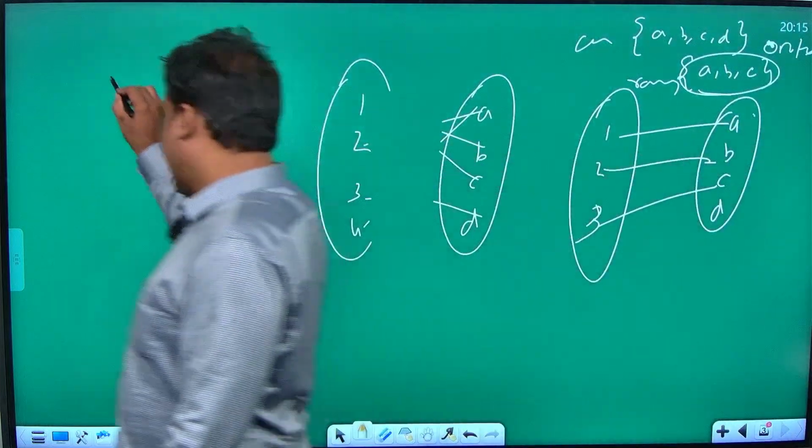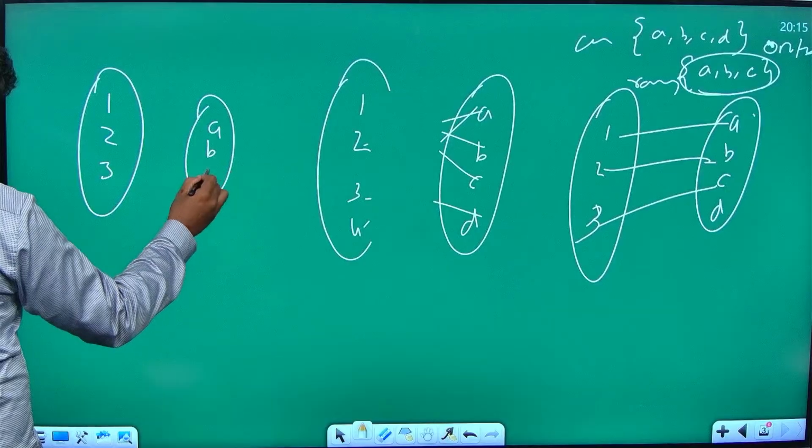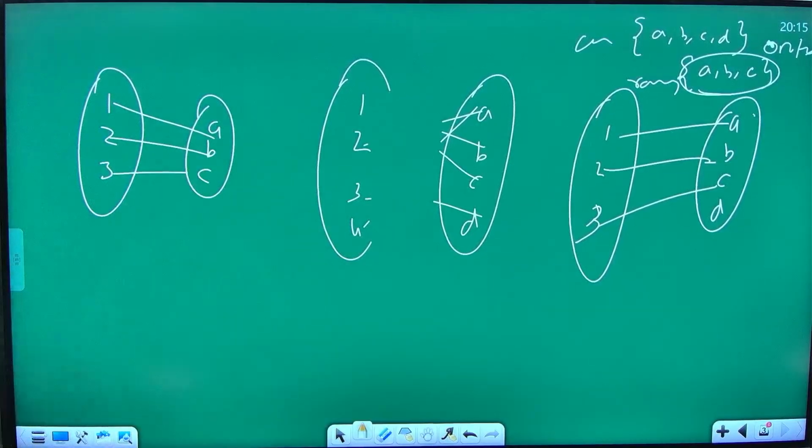Okay, Mr. Me. I have a function 1, 2, 3, and I have A. I have a codomain. What type of function is it? Function first, look and tell. Not a function. Very good.